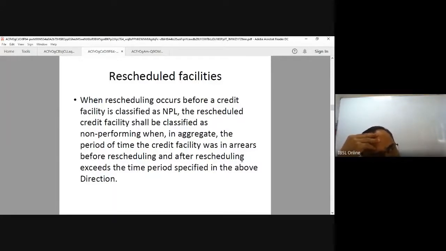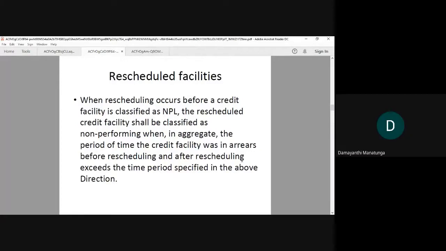Are you clear? Yeah, that's right. So what I understood earlier was that after 30 days it will be classified as NPL. That's why.